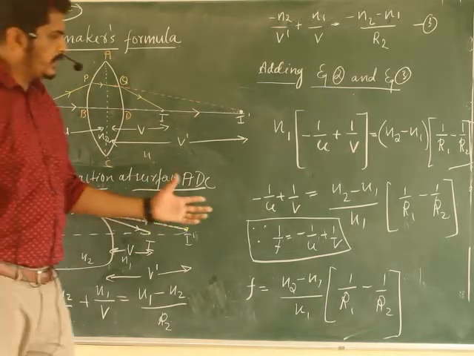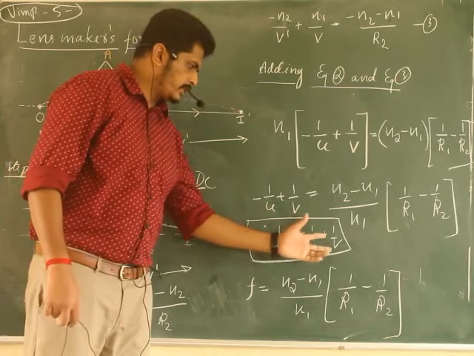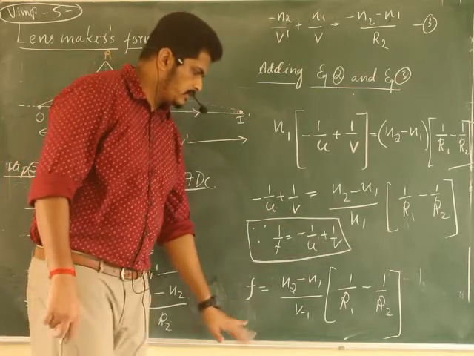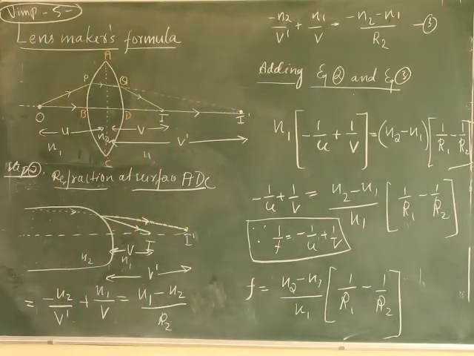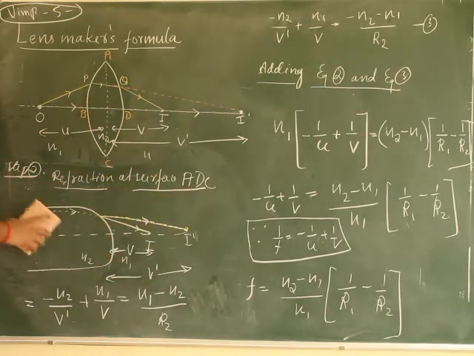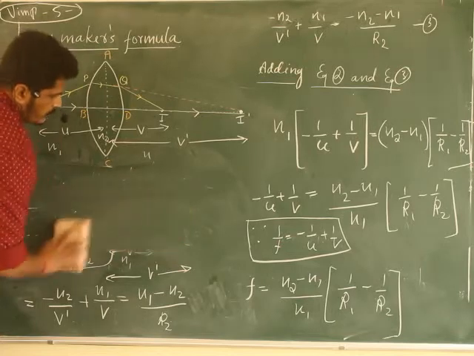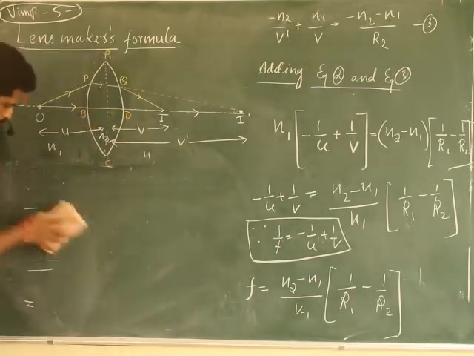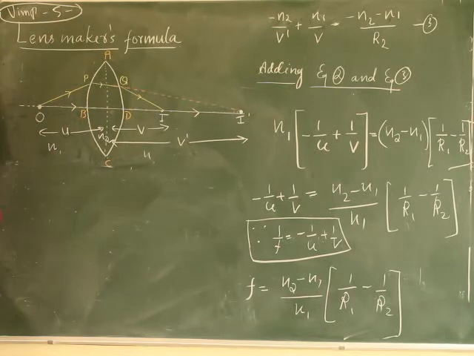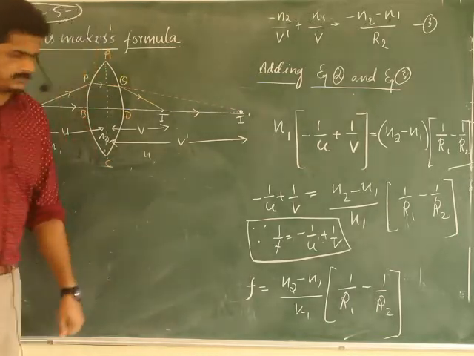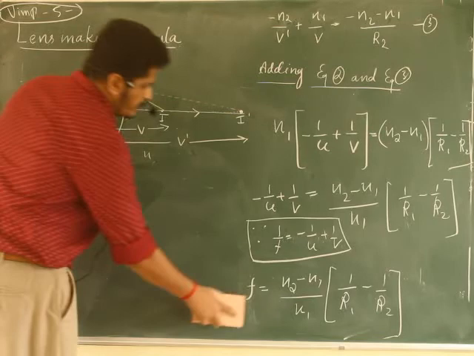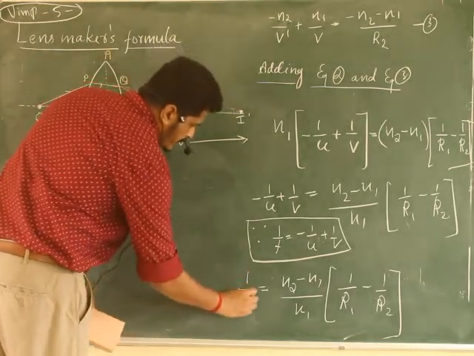And as we know, according to the lens formula, 1 by f equals minus 1 by u plus 1 by v. So hence, this will be the formula: focal length, 1 by f equals n2 minus n1 by n1 into 1 by r1 minus 1 by r2. So finally, at last, after writing this, here is the lens formula, 1 by f.